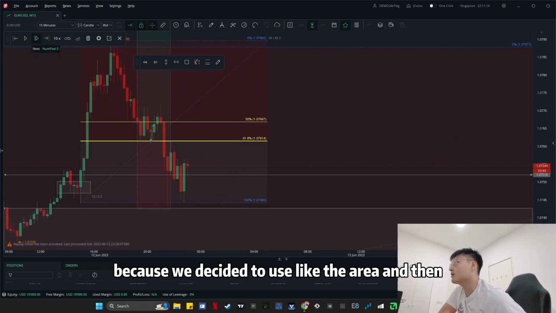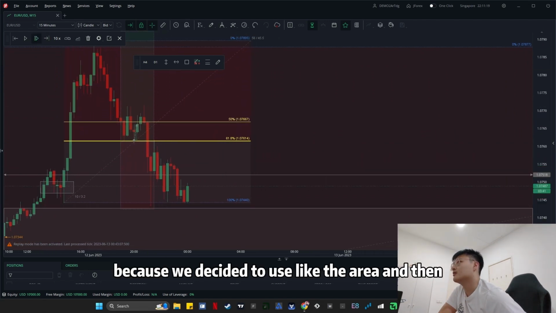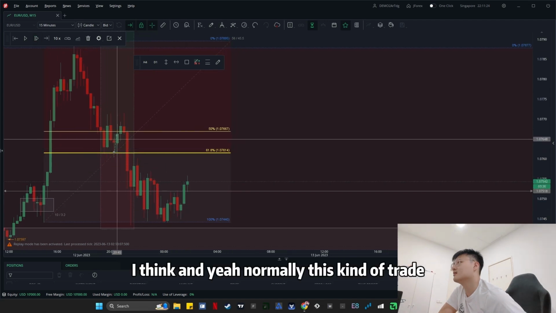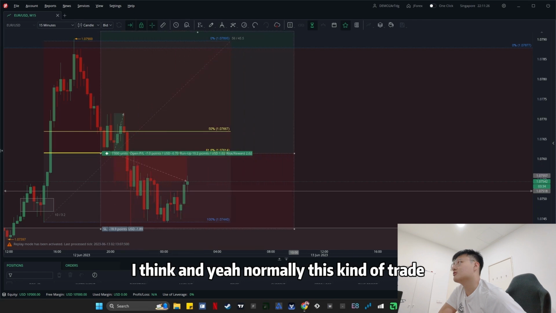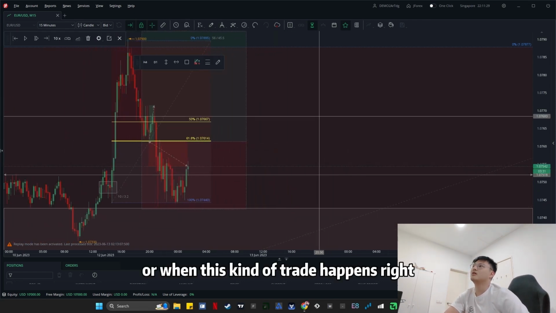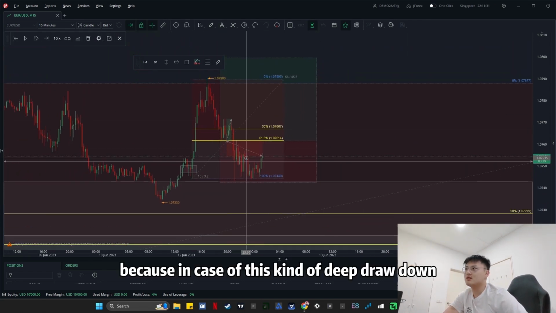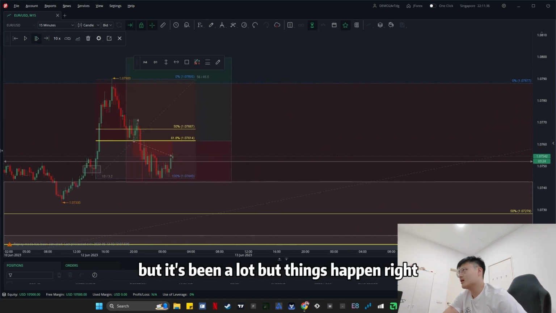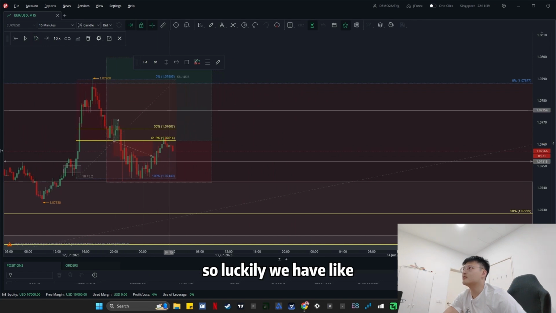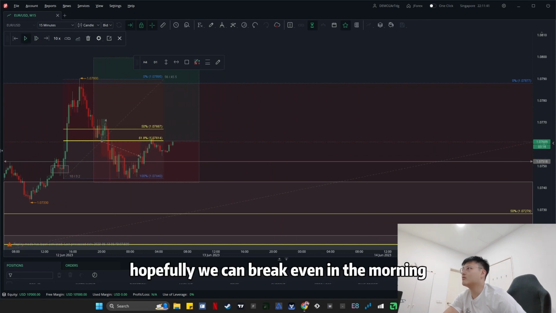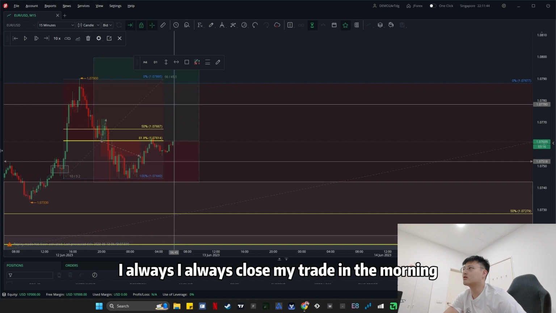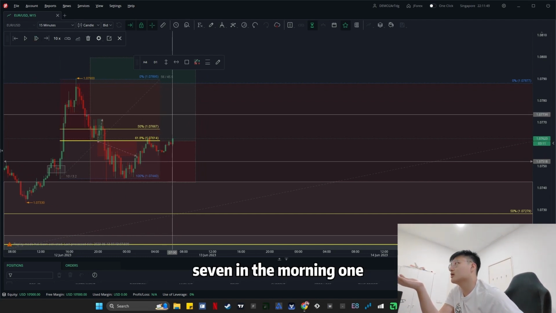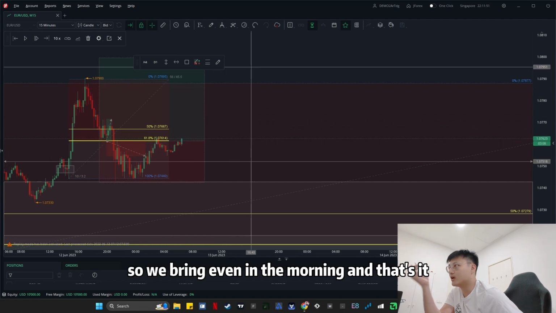We haven't been stopped out yet because we decided to use the area. Normally when this kind of trade happens, just let it run, because in the case of this kind of deep drawdown, normally you would get stopped out by the spread or whatever, but things happen. So luckily, hopefully we can break even in the morning. I always close my trade in the morning, so you can see we already broke even in the morning, at 7 in the morning, 1 to 2, yeah, we already closed here.